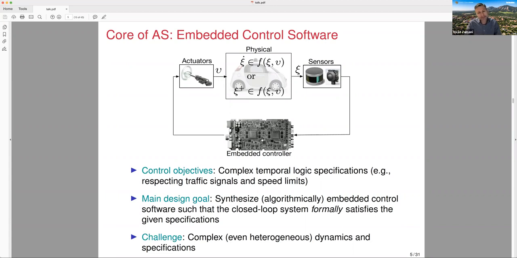We don't want to resort to manual design and writing equations on paper and trying to prove manually. So that's also not doable given the complexity of the autonomous systems we are facing.